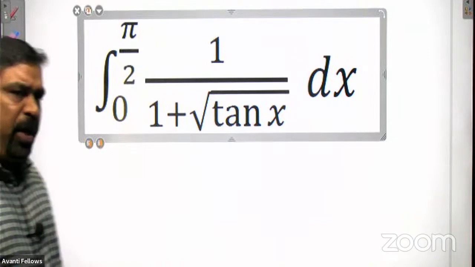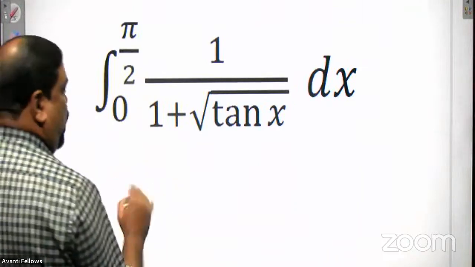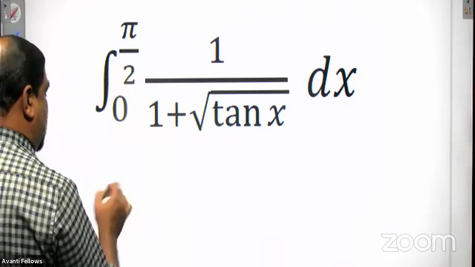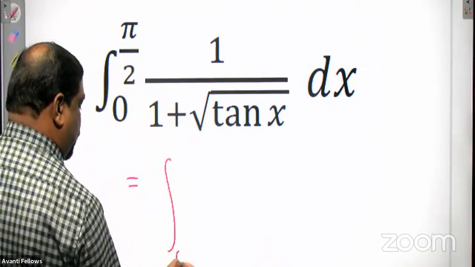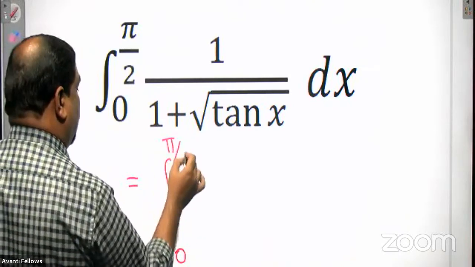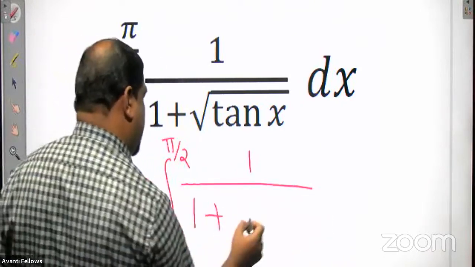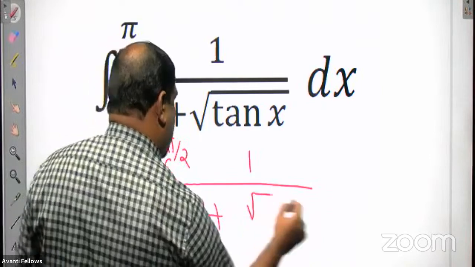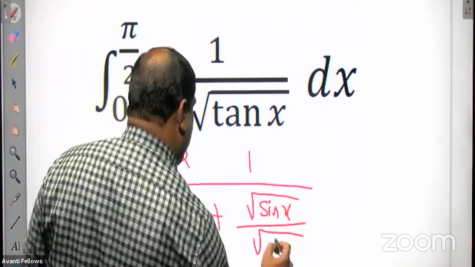Here also you may be knowing the method, many of you may be knowing. Anyway, what is the method actually? Tan x we have to write as sin x by cos x, okay? The tan x you replace. What is tan x? Sin x by cos x. Root of tan x means root of sin x divided by root of cos x.